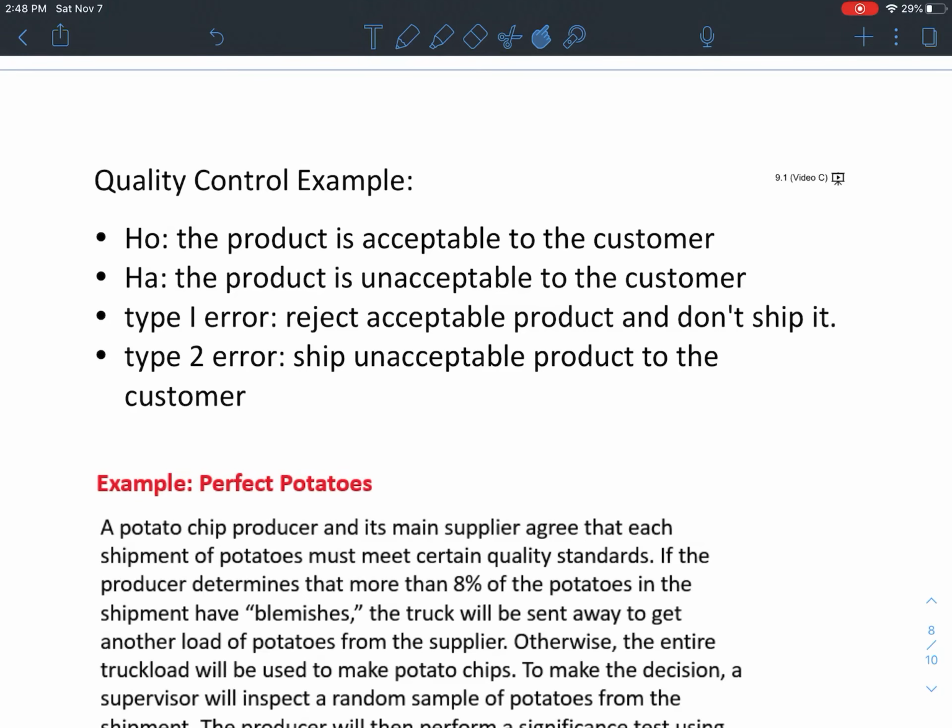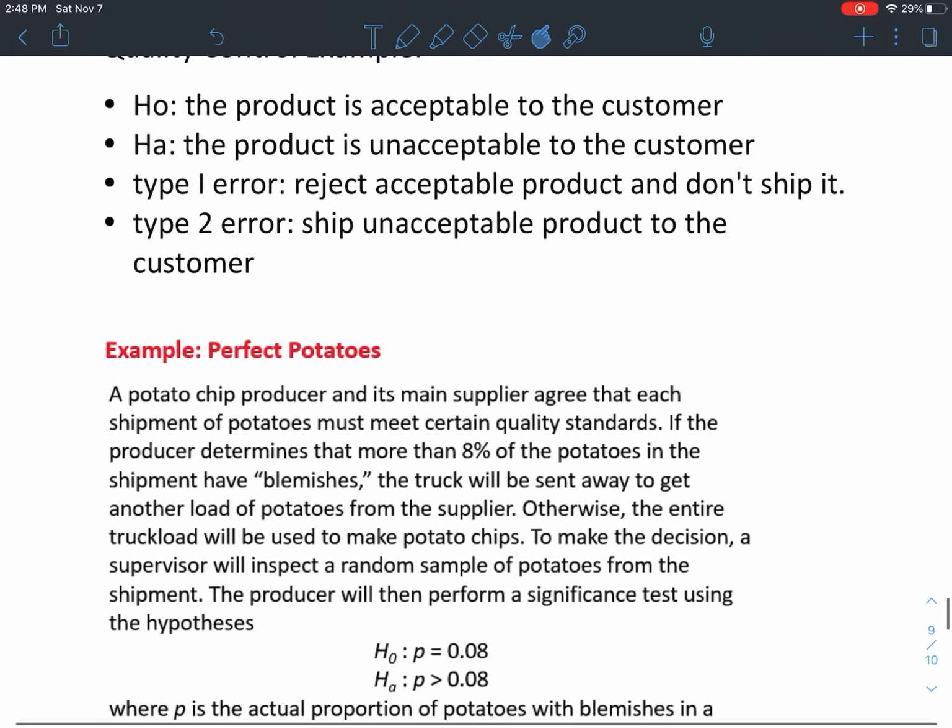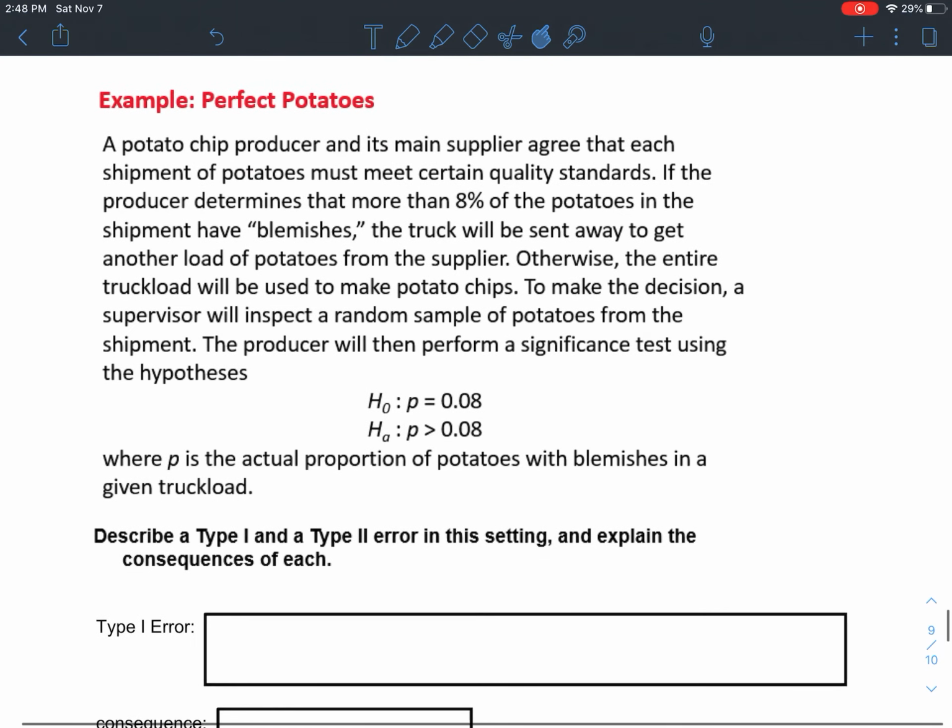All right, to bring this section 9.1, introducing significance tests, to a close here, we're just going to look at one last example that's just going to reinforce describing type 1, type 2 errors and the consequences of each of those in the context of this perfect potatoes problem.